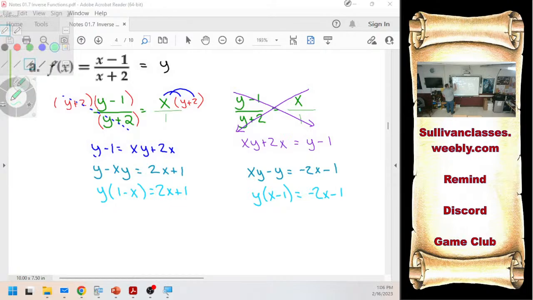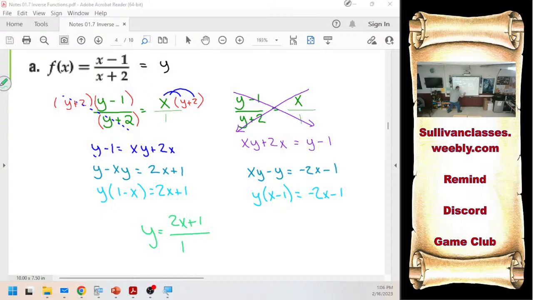Okay. So this guy, I divide, I get y is 2x plus 1 over 1 minus x. This guy, if I divide, I'll get negative 2x minus 1 over x minus 1. You see they're the exact same things, it's just everything was multiplied by a negative. Okay? So here's what I tried showing them, and it caused problems.